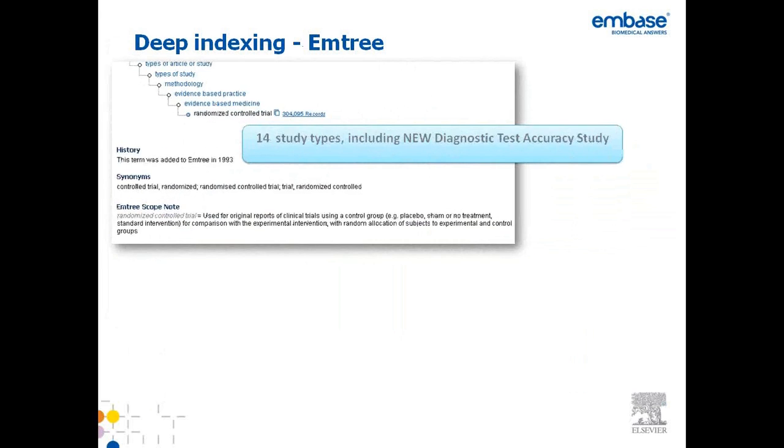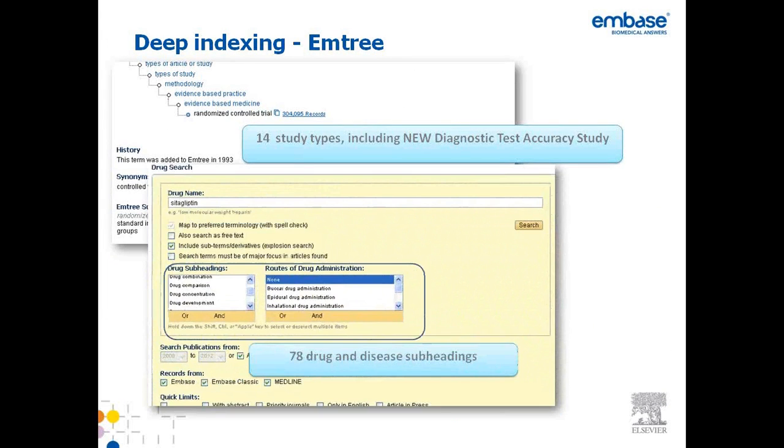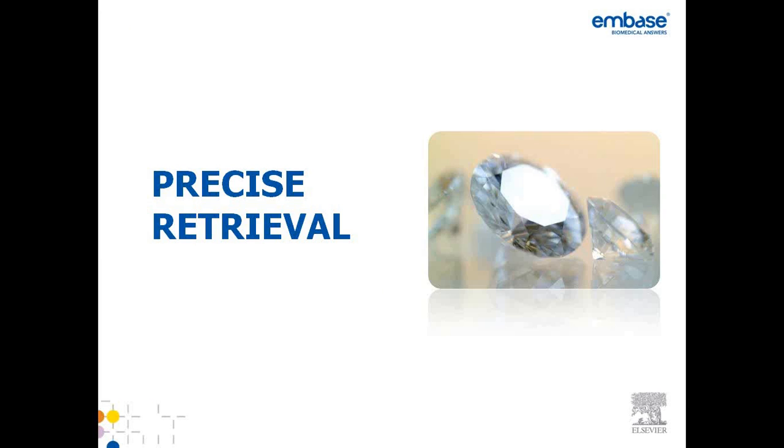Also included in Emtree, and then also readily available for you to search, are 14 study types, including the new diagnostic test accuracy study. And we also have a number of drug and disease subheadings. And you can find those on our search forms, and we'll look a little bit closer at those later on in the webinar. So, precise retrieval.